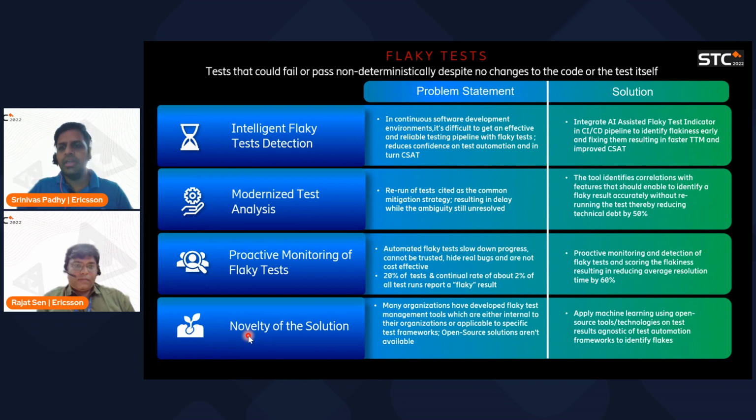This tool is going to identify the correlations with the features that will enable it to identify a flaky result accurately without rerunning the test, thereby reducing our technical debt. Because of all this, since we are proactively monitoring the flaky tests, we have got an intelligent flaky test detection mechanism. Definitely the confidence in test automation will improve and your technical debt will be resolved.